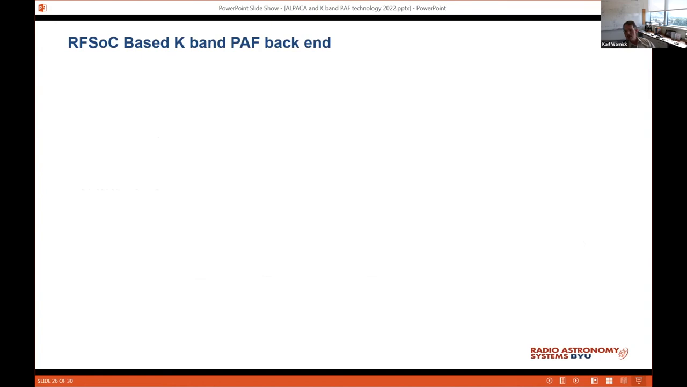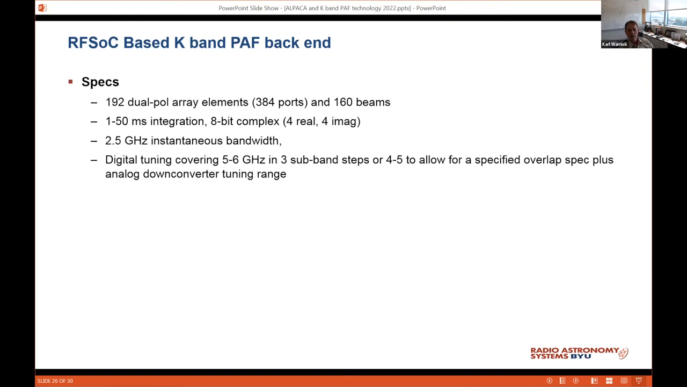Here is a straw man design based on all of those considerations from the earlier slides for K-band. 192 elements, 384 total ports, 160 digitally formed beams, integration time and number of bits given there, 2.5 gigahertz bandwidth. We would do either digital tuning, in other words, moving the bandwidth over the RF input bandwidth of the RF SoC ADCs. That allows some flexibility in tuning. We do some of the tuning in digital and some of the tuning in the analog front end, but both are possible. But again, we'd be taking 2.5 gigahertz and moving that over K-band.